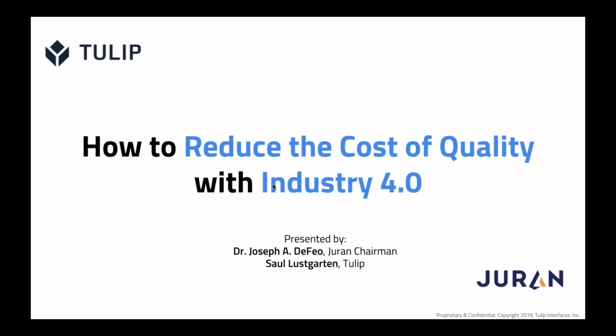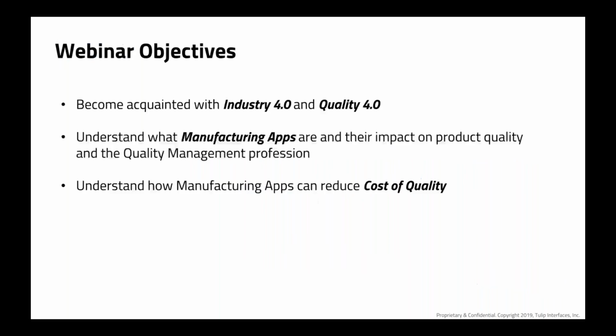So today's webinar is how to reduce the cost of quality with Industry 4.0. The goal of the webinar is really to become acquainted with Industry 4.0 and Quality 4.0, learn what those mean, understand what manufacturing apps are and what their impact on quality is, and how you can use manufacturing apps to really reduce the cost of quality, and get a broad understanding of how manufacturing apps can help reduce that cost of quality as well.